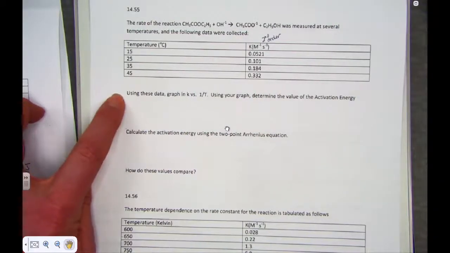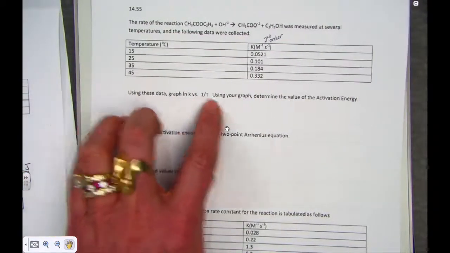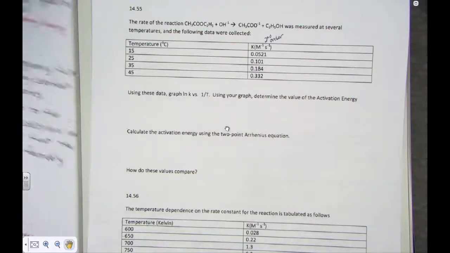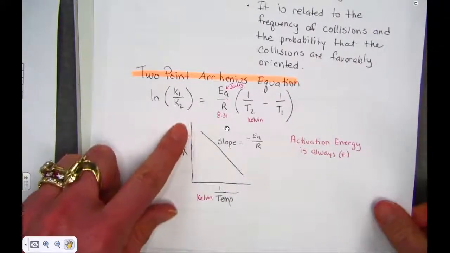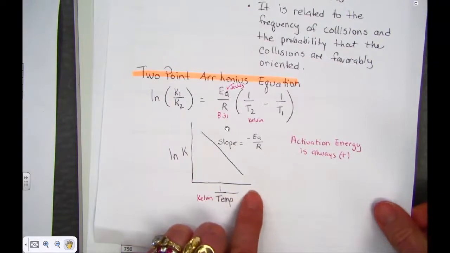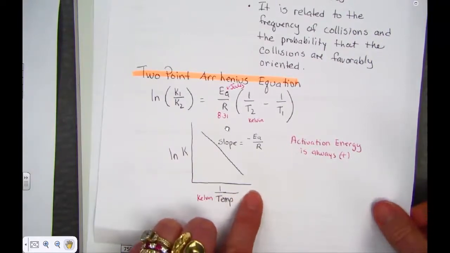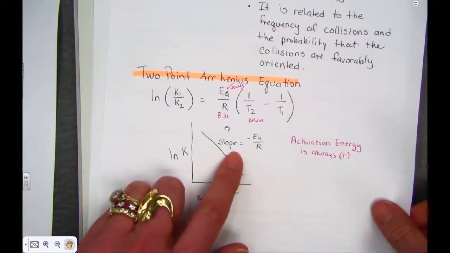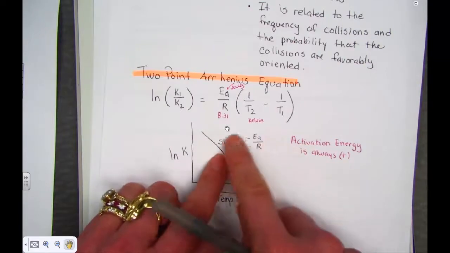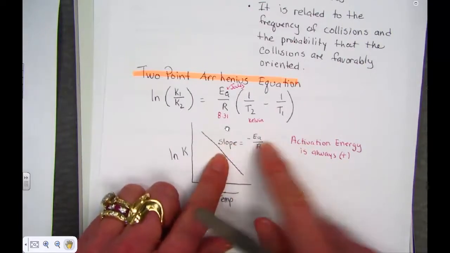Using this graph, the natural log of K versus 1 over the temperature, to find the activation energy, reminding us what this is really saying. We want to generate a graph where we have natural log of K on the Y and the reciprocal of the Kelvin temperature on the X. When we run a linear regression, y equals mx plus b, the diagnostics there, we can find the slope. Once we know the slope, we can plug it into this formula to solve for the activation energy.